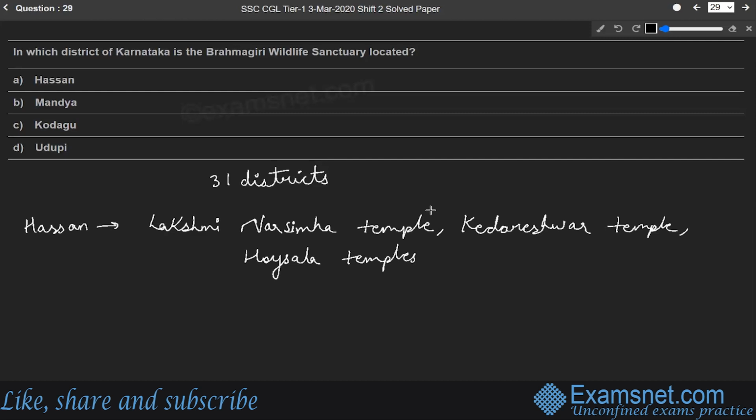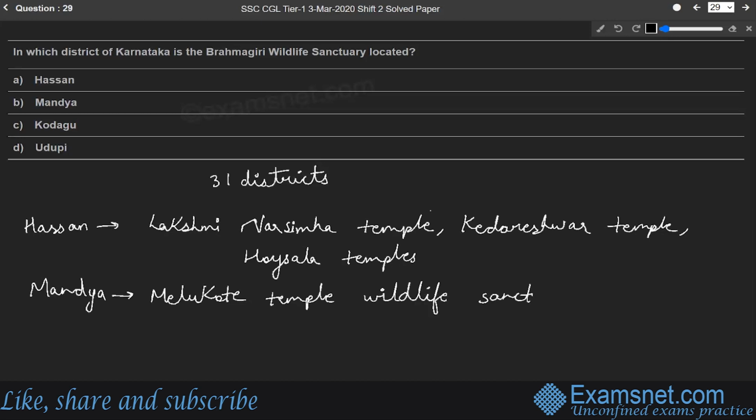Second option is Mandya. In the district of Mandya, a wildlife sanctuary is located, which is Melukote Temple Wildlife Sanctuary. And it is also famous for another sanctuary, that is Adi Chunchanagiri Wildlife Sanctuary.